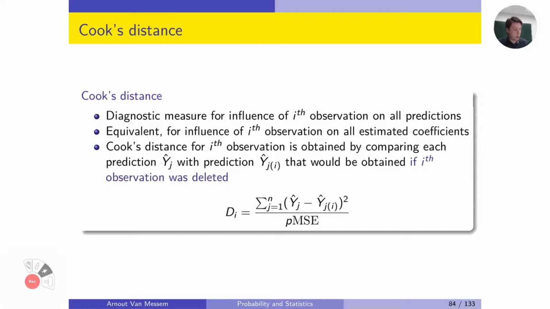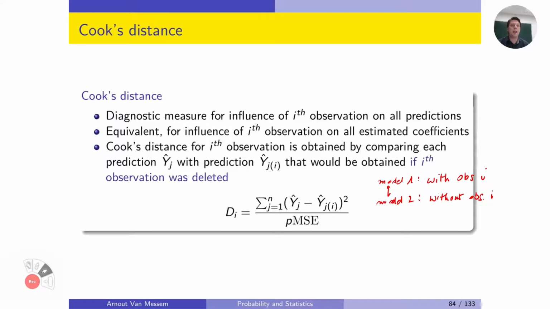So we get model 1 with observation I, and model 2. What would be the regression if we leave this observation out? And now we see, are these models very different, yes or no? So are the estimated regression coefficients in model 2 very different from the estimated coefficients in model 1?